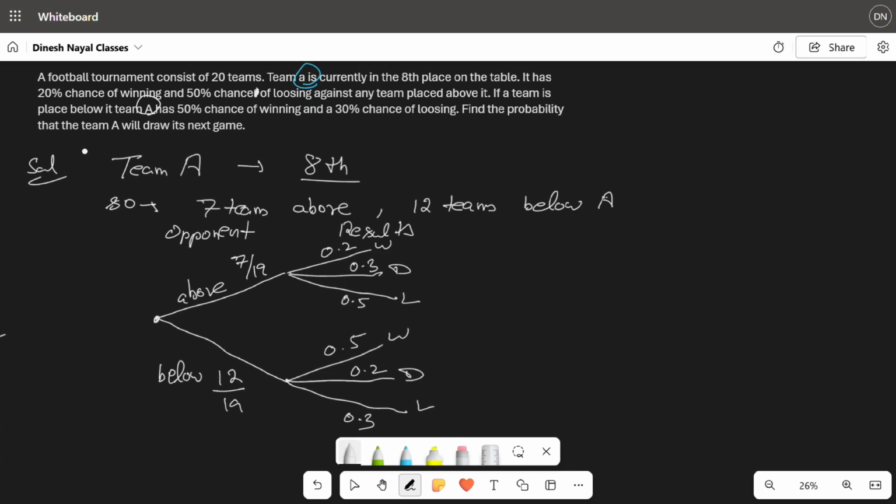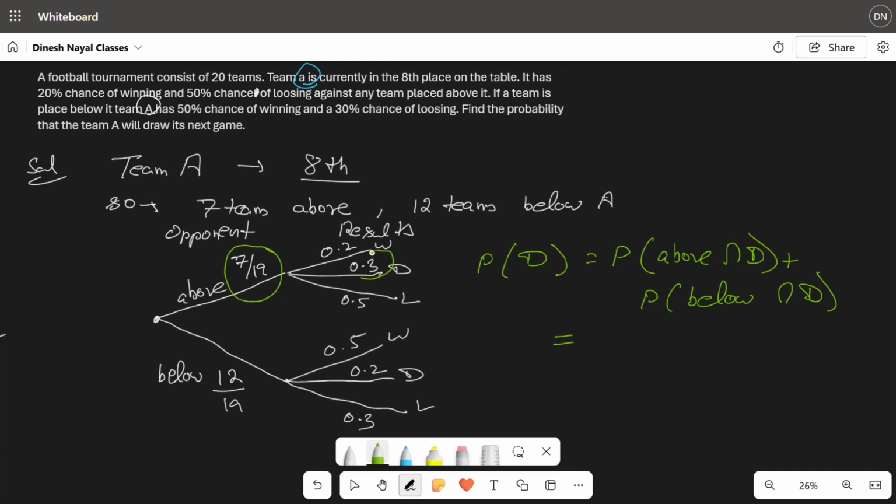Find the probability that team A will draw its next game. So, probability of draw, probability of D, is the probability of playing with the above team intersection the draw, plus the probability of playing with the team below intersection draw. Now let's go to the tree diagram. Above is 7 by 19 and draw is 0.3.